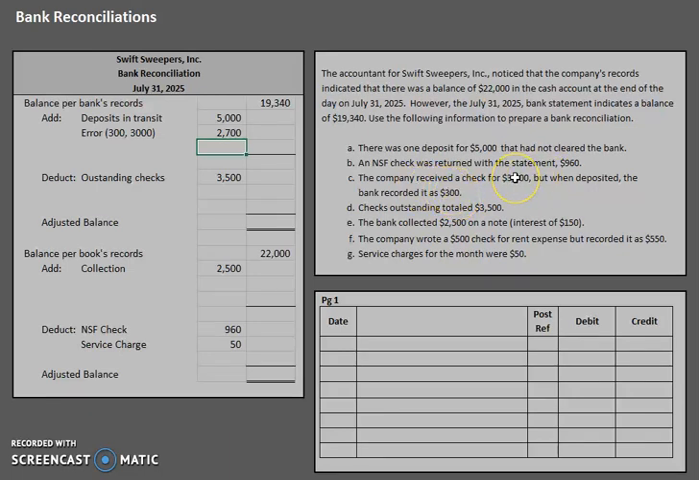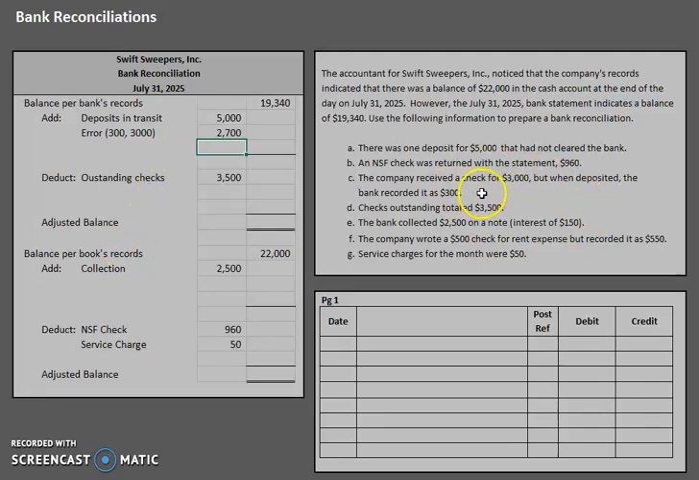Here, they were supposed to increase it by 3,000, but they only increased it by 300. So what is the difference? 2,700. So we know it goes on the bank side. We know it's 2,700. Now, whether or not it's an add or deduct, that's going to require you to really analyze the error and figure out what happened.